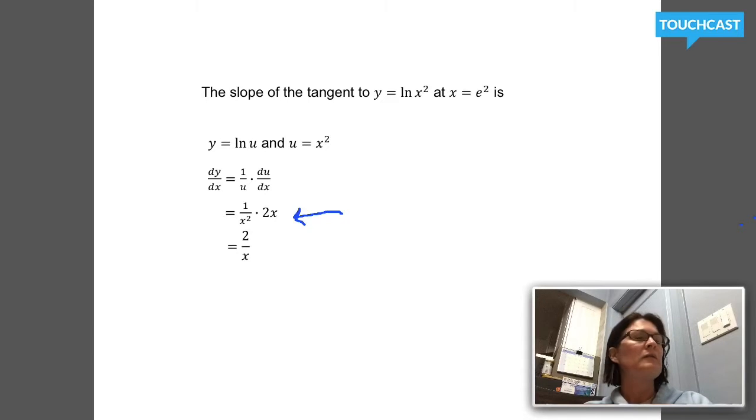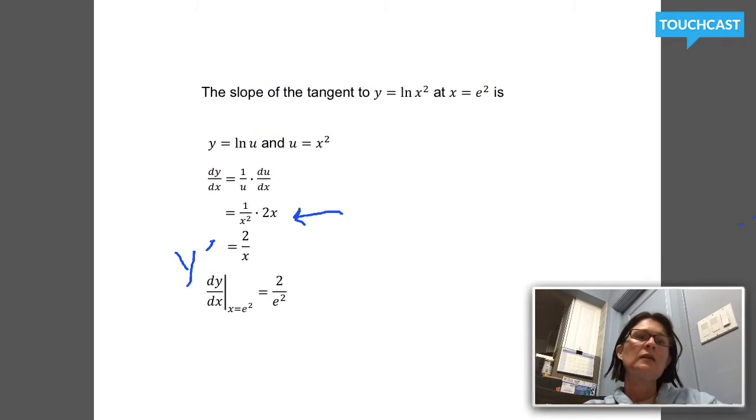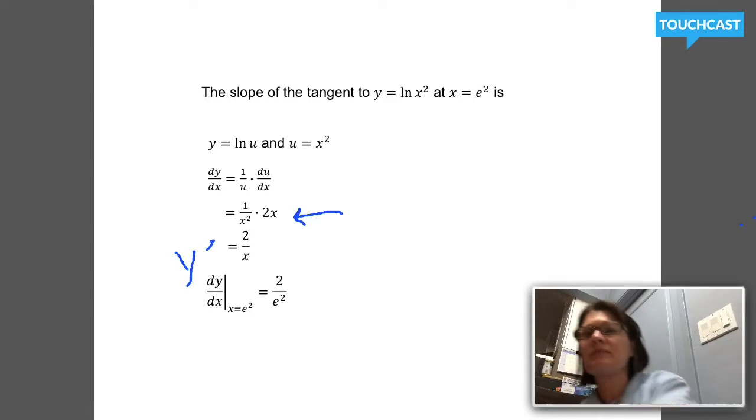So 2 over x is my derivative. You could label that y prime, or you can see here I've labeled it dy dx. They are both appropriate. Let's say y prime. So remember, this problem was asking me to name y prime of e squared. So notice, remember this notation, I can use dy dx evaluated at the place where x equals e squared. I'm simply going to take this derivative rule and replace the x with e squared.